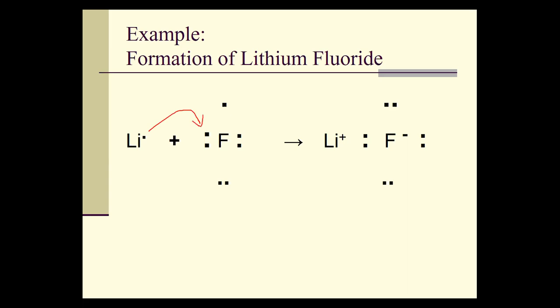Lithium is going to transfer that 1 electron to the fluorine. And now lithium becomes Li plus, right? That becomes positive. The fluorine becomes F minus, it becomes negative. And we get lithium fluoride. This positive charge is going to attract that negative charge, and that's why these two stick together.